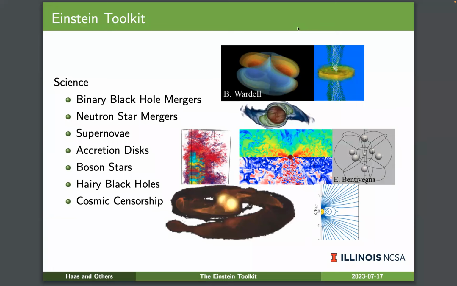But then also things that are, I wouldn't say less traditional, but maybe not so directly tied to the current observations. Say you can simulate boson stars with it. You can look for things that aren't quite GR anymore, hairy black holes or things like that. Also cosmic censorship.